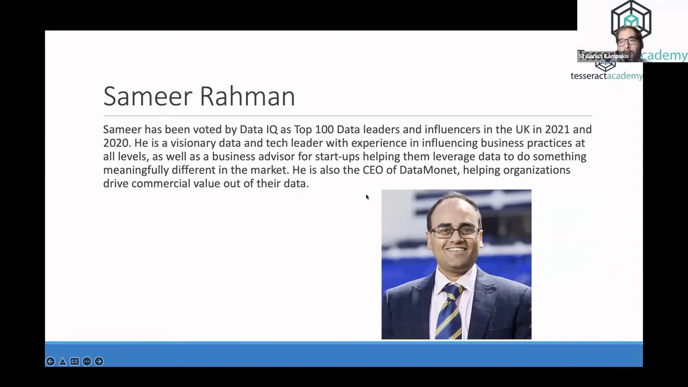So Sameer is going to present to us his framework for data maturity. It's a framework he's used many times in the past to assess the data maturity of organizations.